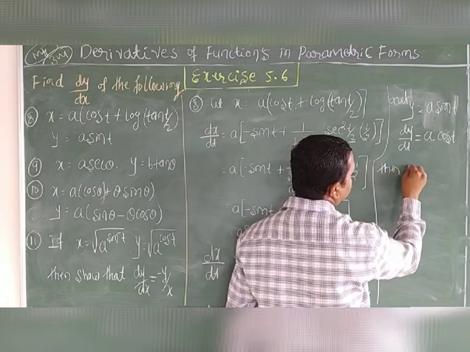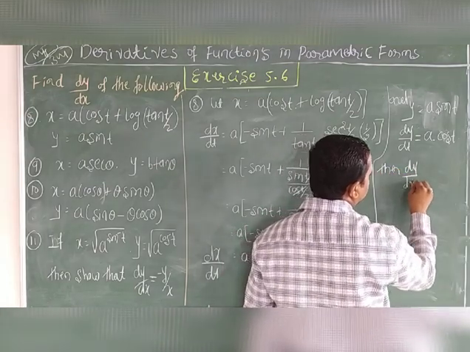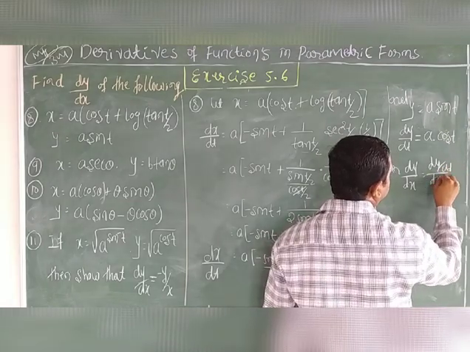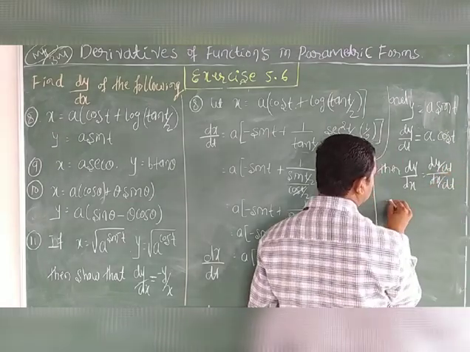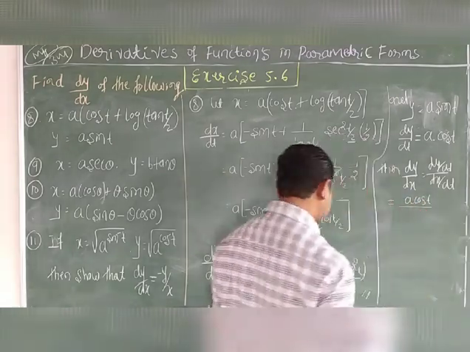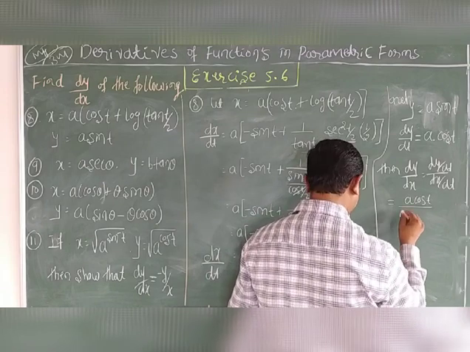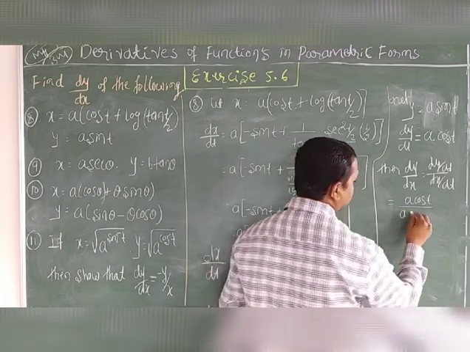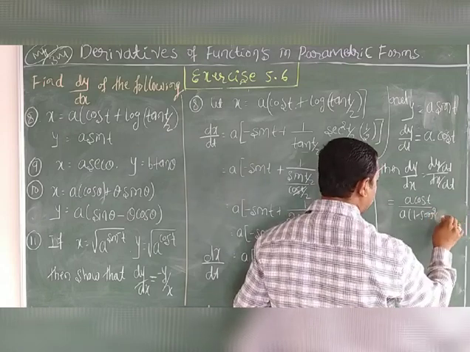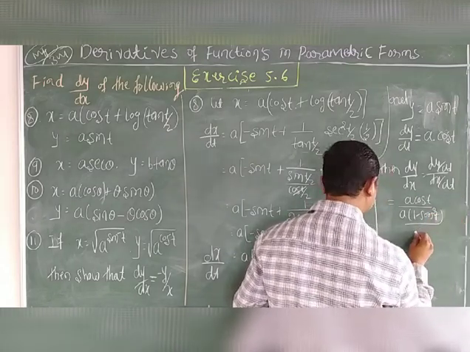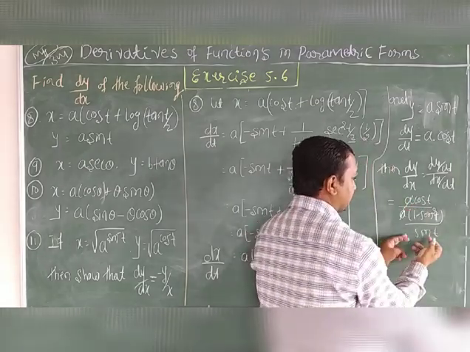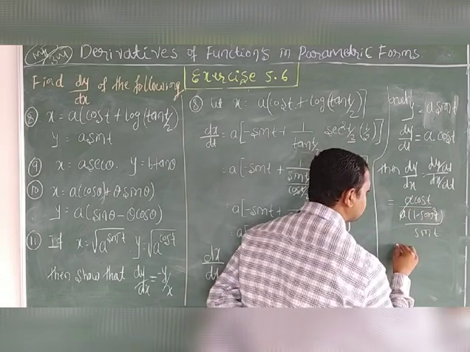Then dy by dx equals dy by dt divided by dx by dt. So dy by dt is a cos t, whole divided by dx by dt, which is a in the bracket 1 minus sin square t divided by sin t. Okay, a gets cancelled, and this sin is equal to this one.